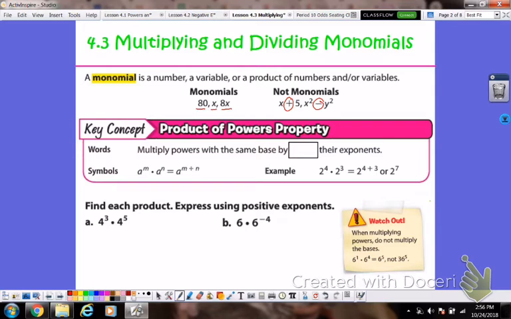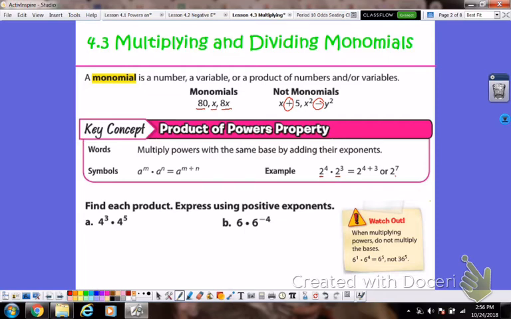Our first key concept is the product of powers property. When we multiply powers with the same base, we add their exponents. So multiply powers with the same base by adding their exponents. An example right here for you: 2 to the 4th times 2 to the 3rd. You see that we have the same base, 2 and 2, so it equals 2 to the 4 plus 3. We add our exponents, which gives us 2 to the 7th.